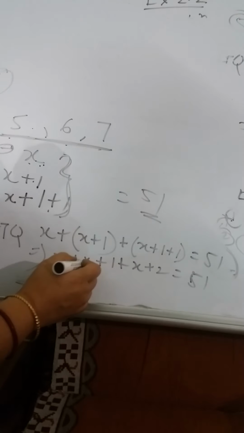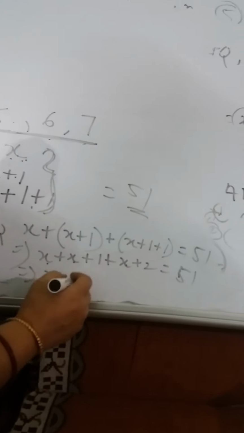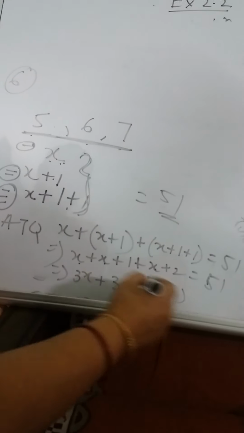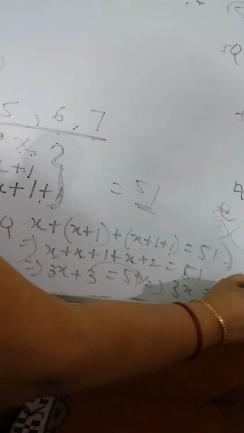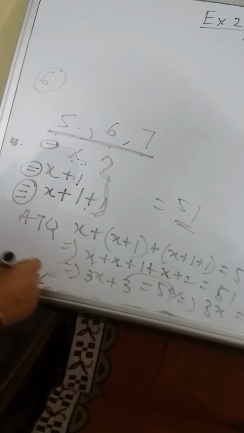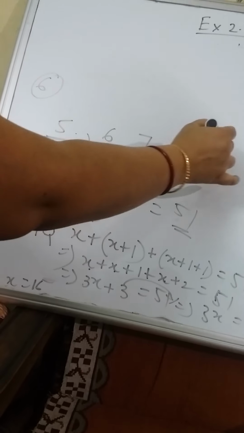This is x plus x plus x is 3x. 1 plus 2 is 3. 3x plus 3 equals 51. So you transpose this to this side, it will become 51 minus 3 is 48. So x will be equals to 16. So next 2 consecutive numbers will be 17 and 18. Thank you.